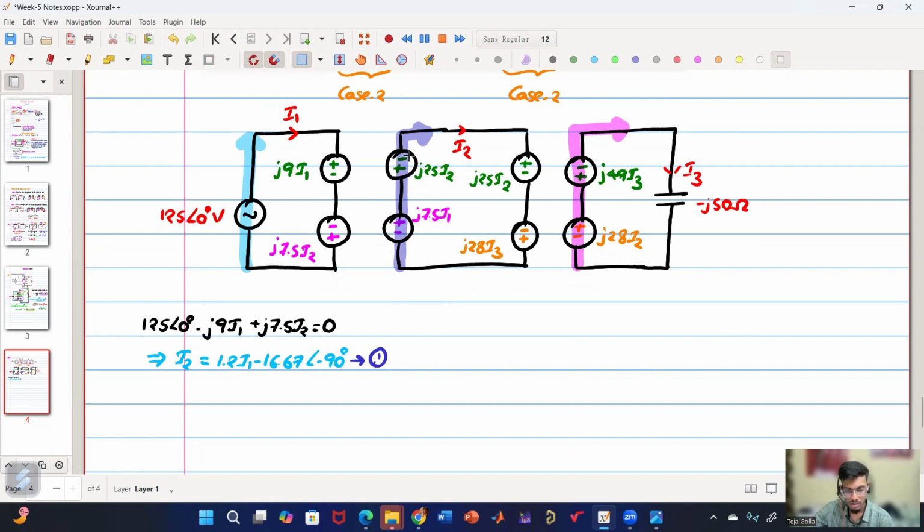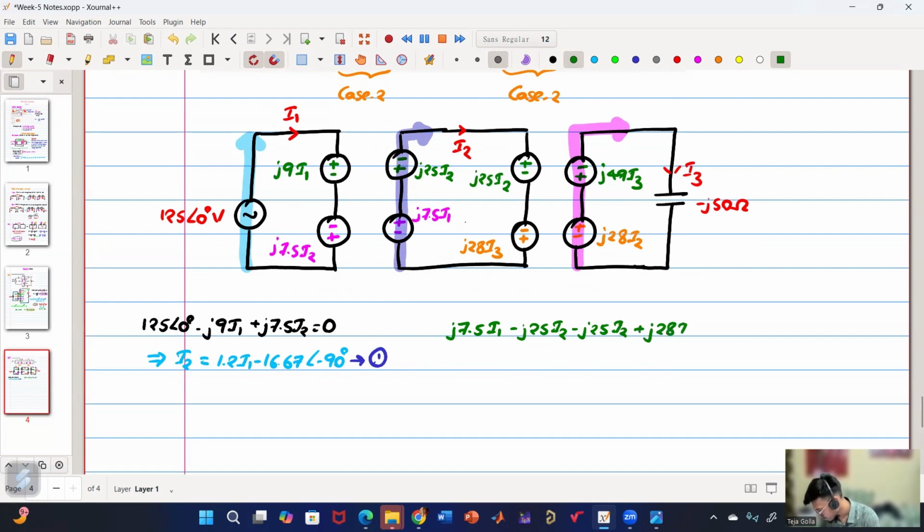So now in coil 2 or loop 2, what will be the equation? Anyone? j7.5 I1. Okay, let us use a different color. j7.5 I1 plus j25 I2, minus or plus? Sorry, minus j25 I2, plus j28 I3 equal to 0.